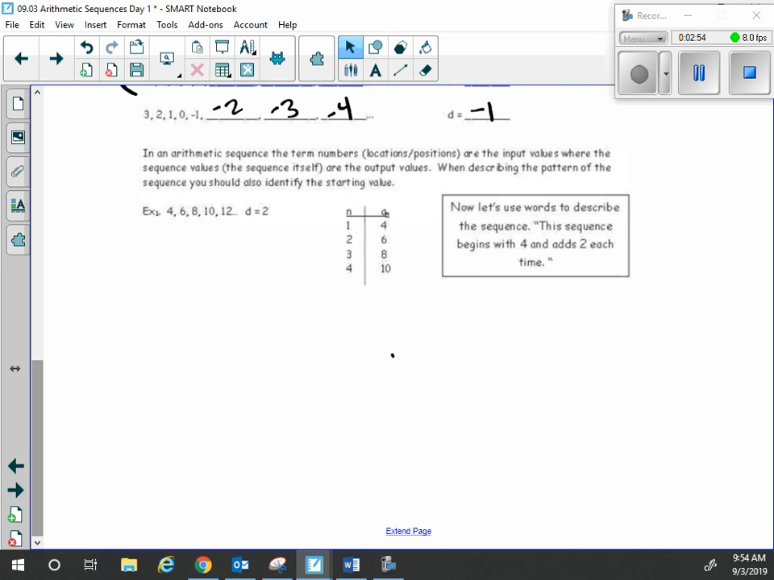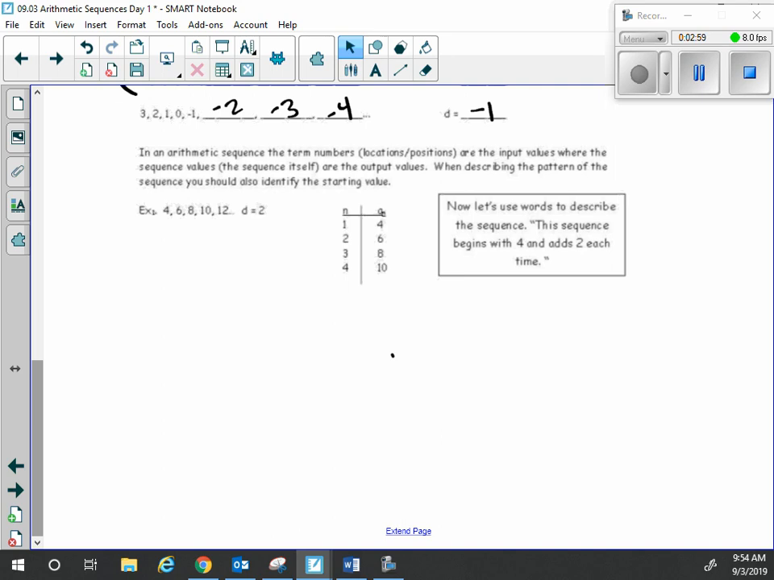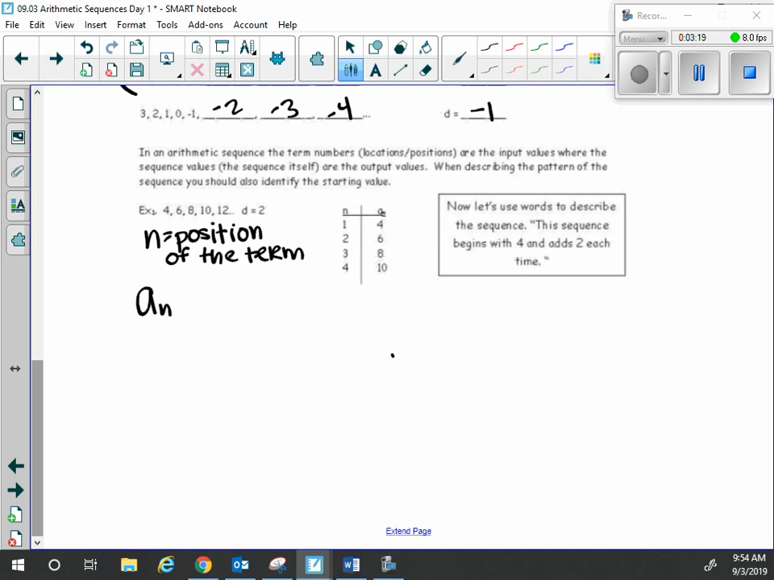So they've pulled this table together where n is the position of the term. Right, the first term is 4, so n equals 1. And then a of n, or f of n, or t of n, or whatever it is, kind of like with functions, is the term given the position value.